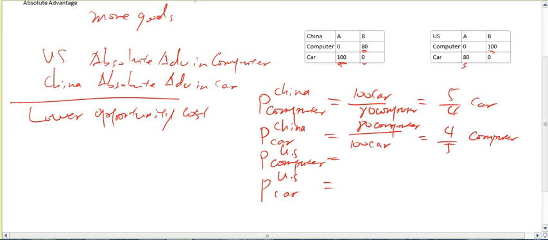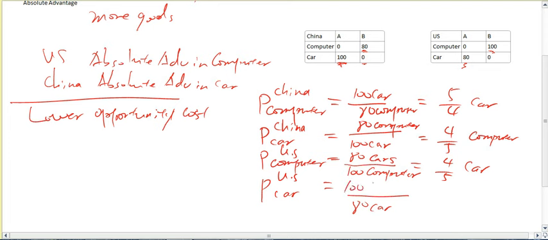And then for the price of a computer in the US, we do the same calculation. We put the number of computers on the bottom, which is 100 computers on the denominator, and 80 cars on the numerator on top. If you simplify it, this will be 4/5 cars. And then for the price of a car in the US, I put cars on the bottom, so there will be 80 cars, and put computers on top, 100 computers. That gives you 5/4 computers.